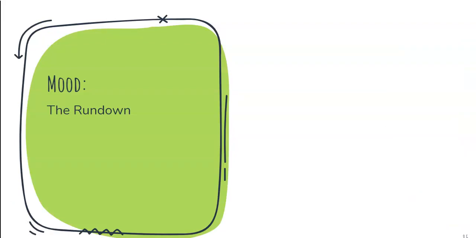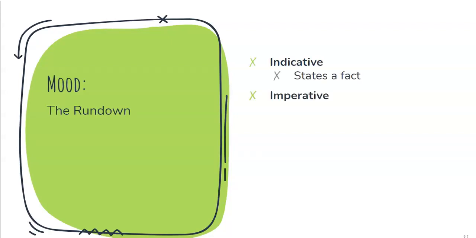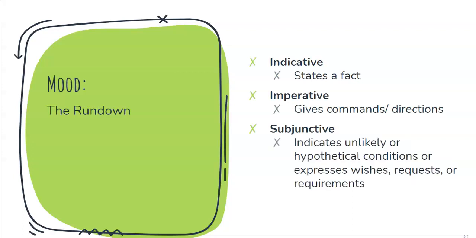Let's recap mood before we move on to phrasals. Use the indicative mood to state a fact, and the imperative to give commands or directions. The subjunctive mood indicates unlikely or hypothetical conditions or expresses wishes, requests, or requirements.